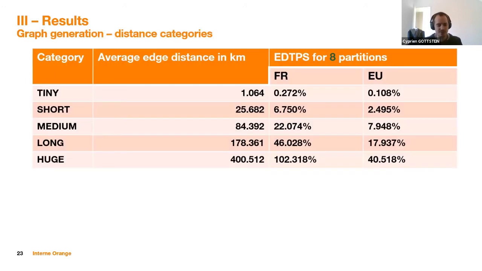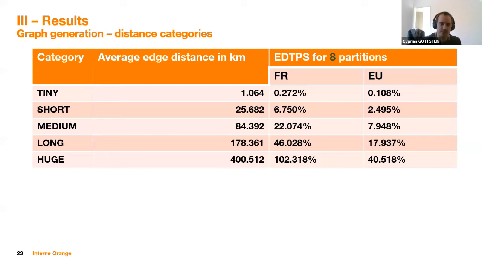This is a subset of the distance categories we use in our test. It goes from tiny, with a distance lower than one kilometer on average, to huge, with 400 kilometers. The tiny category has been designed to approach as much as possible the properties of the graph of thinking, with an EDTPS lower than 1%. And the huge was to reach 100% of EDTPS, so as to have a category where we expect a very large number of edge cuts.